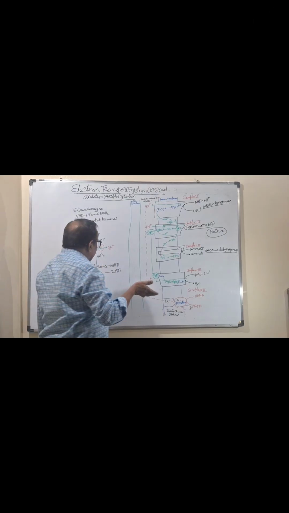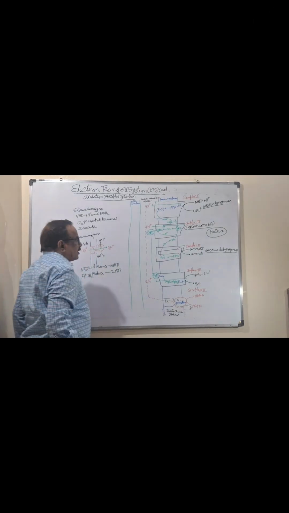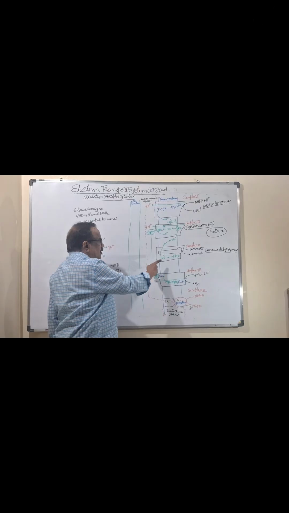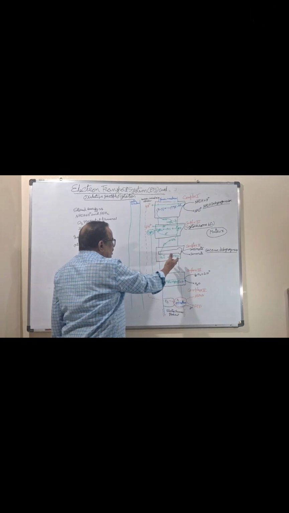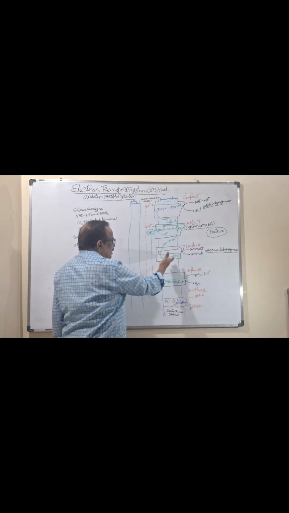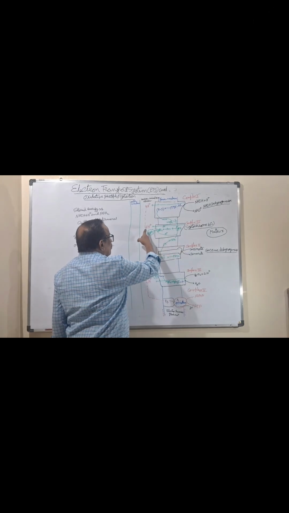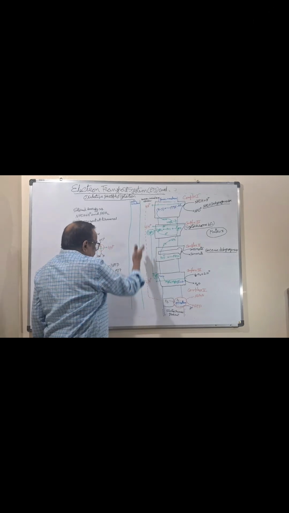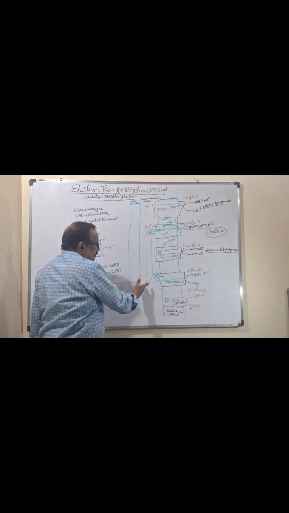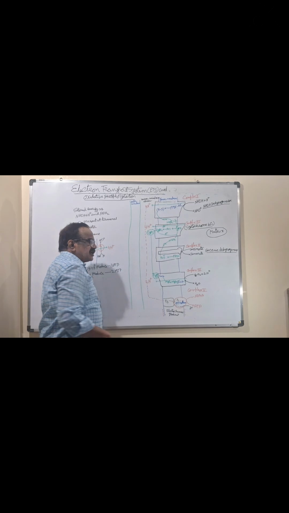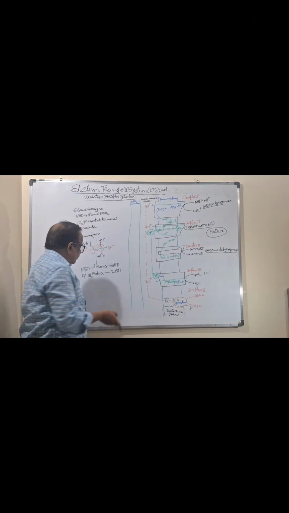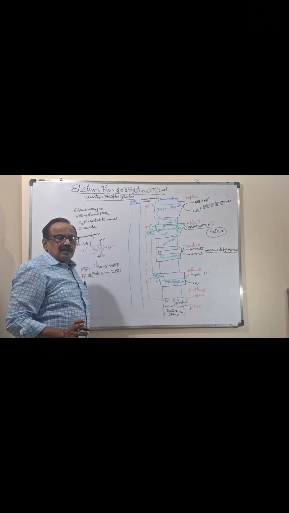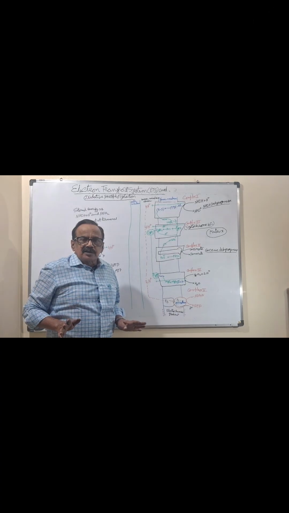Next, FADH2 produces 2 ATP. How? FADH2 is not pumping any protons into the inner membrane space at complex number 2, but it pumps 4 protons at complex number 3. So 4 plus 2 at complex number 4 becomes 6. 6 divided by 4 is 1.5, that is 2 ATP. This is only the electron transport system.